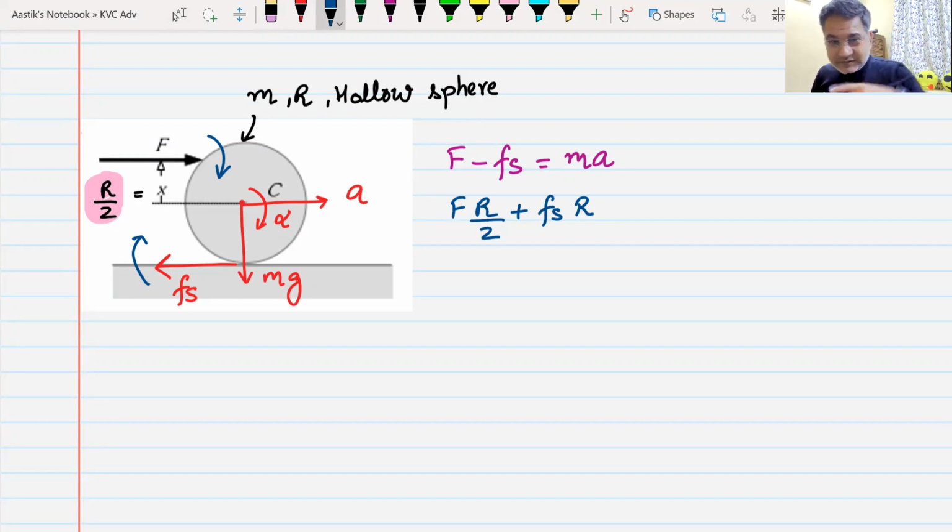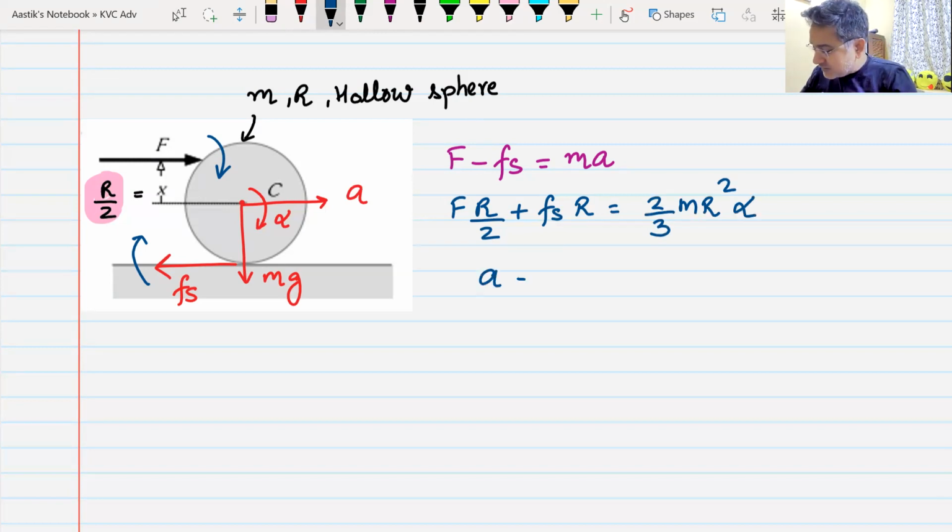In the previous question, it was at the top, therefore it was multiplied by r. Do we understand this? Yes, sir. That should be equal to I alpha, where I is 2 by 3 m r square, into alpha. Yes or no?